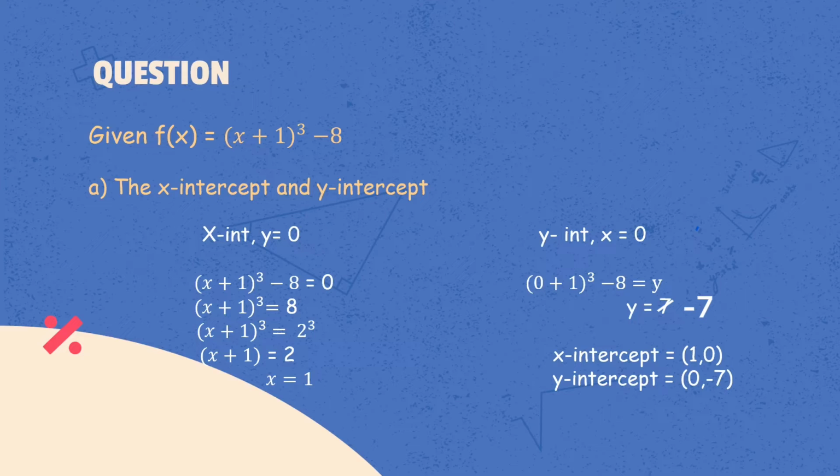Then, to find y-intercept, x is equal to 0. 0 plus 1 power of 3 minus 8 is equal to y. The answer is y equal to negative 7, not 7. Sorry for the typo. Then, we get the answer for x-intercept is equal to (1, 0) and y-intercept is equal to (0, negative 7).